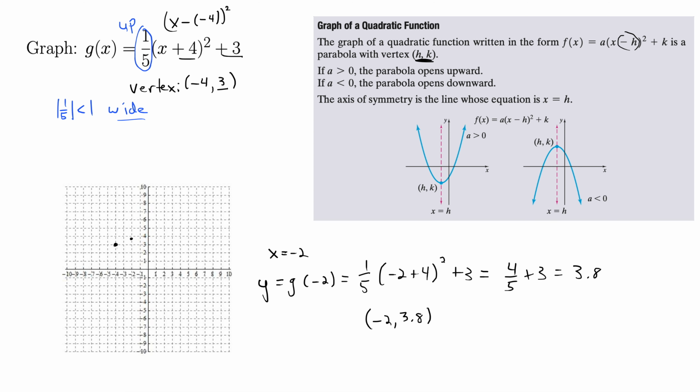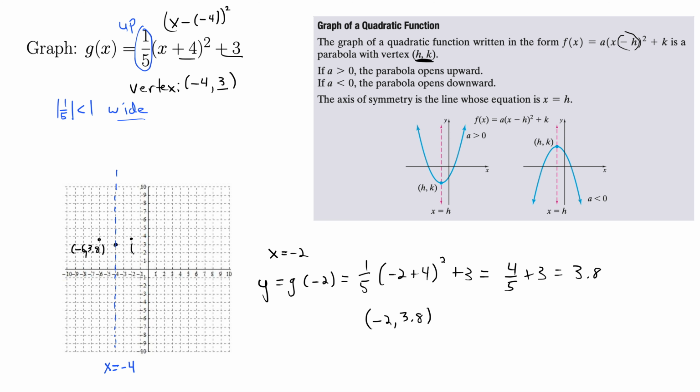And remember, because of our axis of symmetry, which you also want to include in these graphs, I'll include it as a dotted line here. Okay, so the axis of symmetry is x equals -4. That's the equation of the vertical line. And what you get is another point for free. Anytime you get a point on one side, you get a second point on the other side. So we're also going to get -6, 3.8. Okay, so we have -6 comma 3.8.